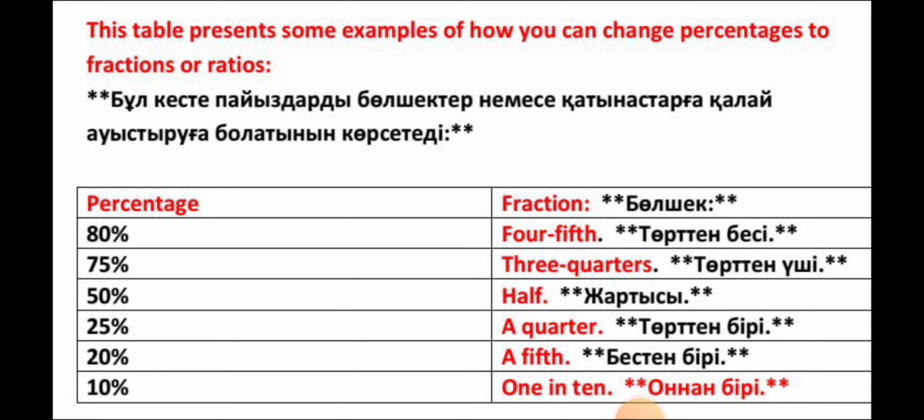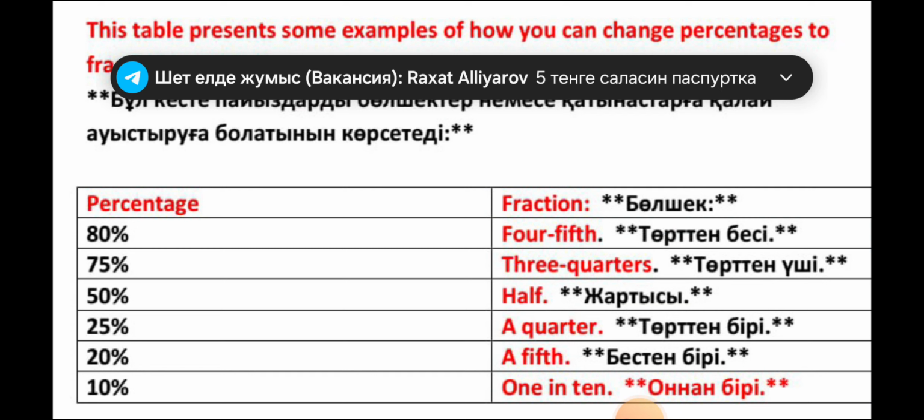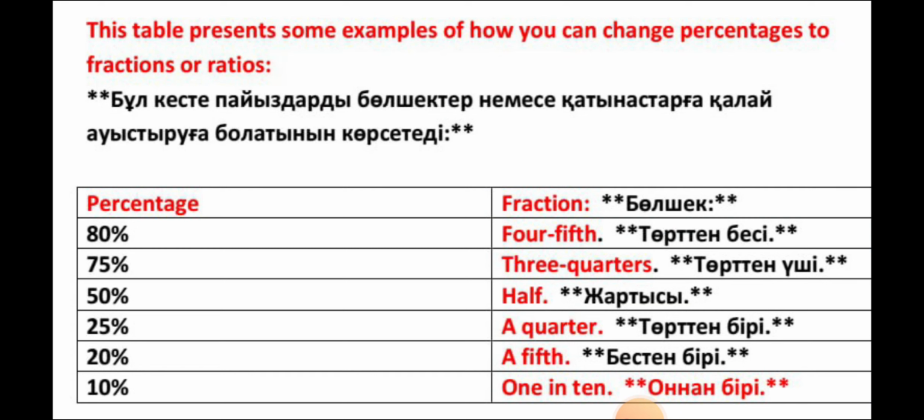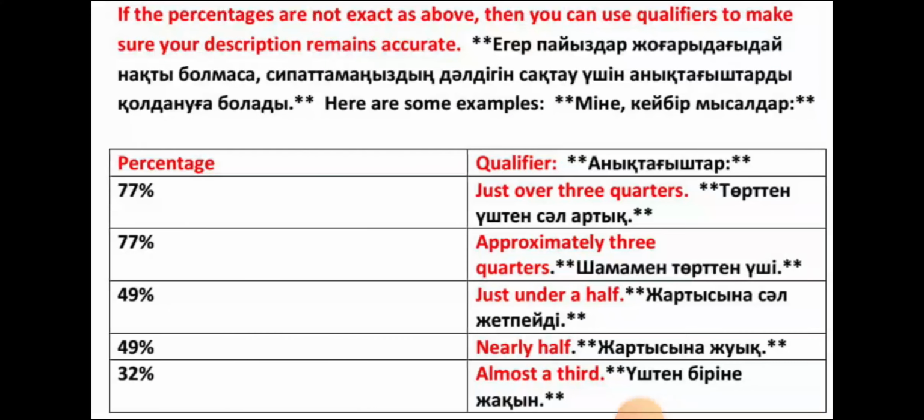Fractions: four fifths, three quarters, one third, a half, a quarter, a fifth, a tenth. If the percentages are not exact as above, then you can use qualifiers to make sure your description remains accurate.